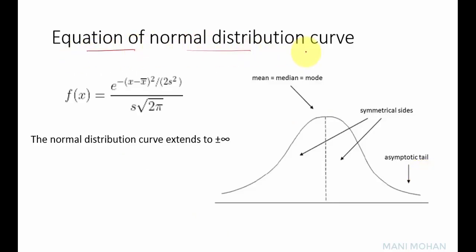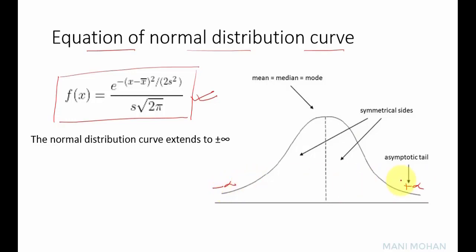Equation of normal distribution curve. This expression gives the equation of the normal distribution curve. We can see from this graph that this curve extends from plus infinity to minus infinity. The curve is bell-shaped, as can be seen. It is bilaterally symmetrical. On both sides, mean, mode, and median coincide. It has two inflection points where the curve changes from convexity to concavity.